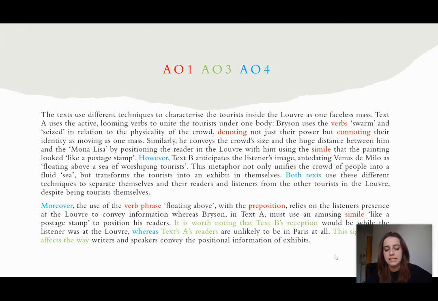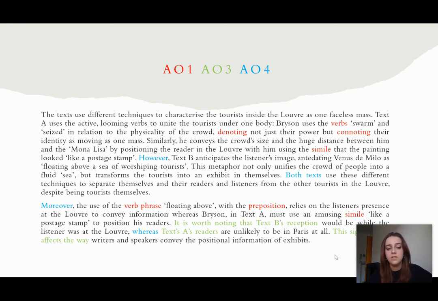However, text B anticipates the listener's image, describing the Venus de Milo as floating above the sea of worshipping tourists. This metaphor not only unifies the crowd of people into a fluid sea, but transforms the tourists into an exhibit in themselves. Both authors use these different techniques to separate themselves and their readers/listeners from the other tourists in the Louvre, despite being tourists themselves.